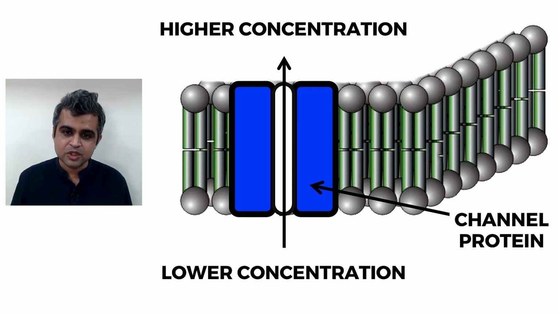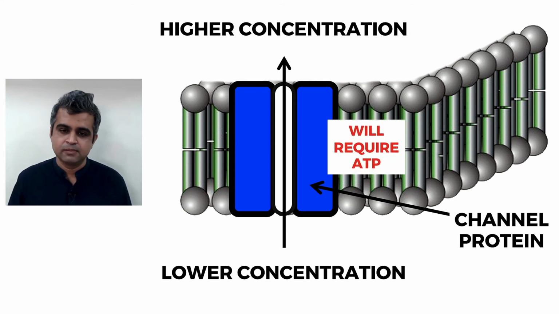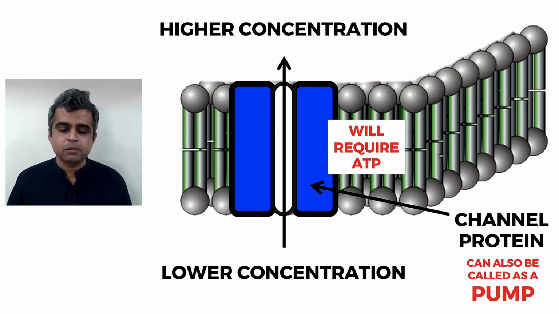And that, dear students, will require energy. And you know that cells use energy in the form of ATP. So that will require ATP. Is that clear to you? Fantastic. And if it requires ATP, that blue channel protein will now be called a pump. Why will it be called a pump? Because it is pushing, using energy to push the sodium from where there is less to where there is more, against the gradient. This is uphill, you are going against the gradient, so it will require energy.